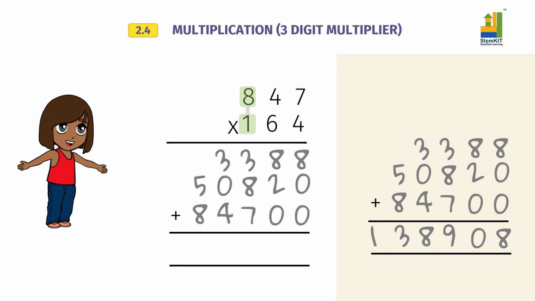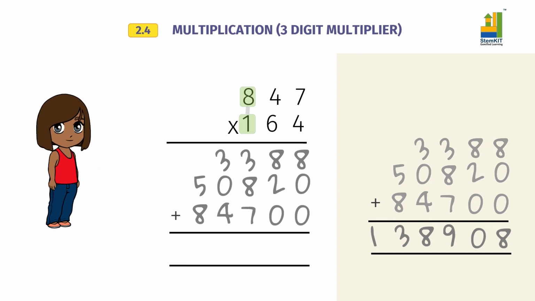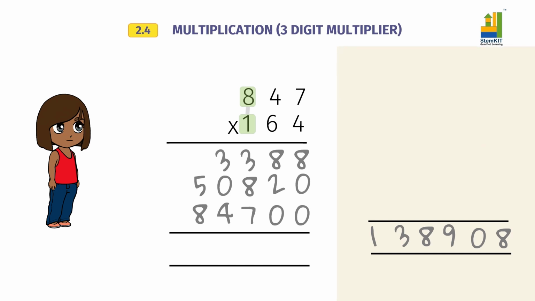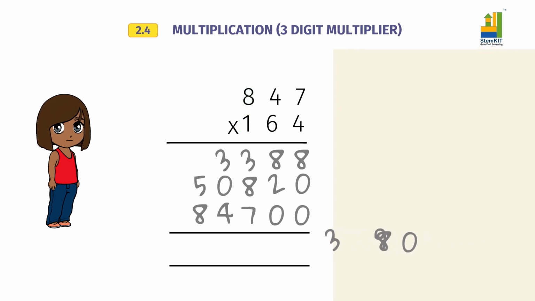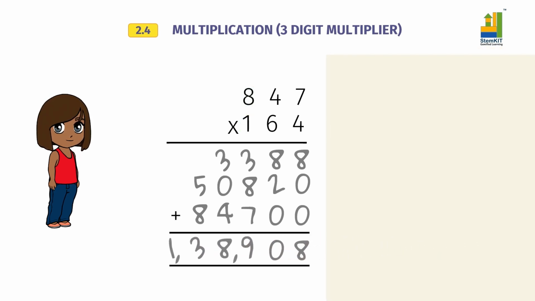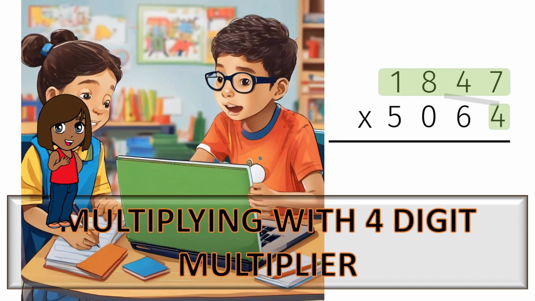Adding, we get 138,908. Now you know how to multiply with a 3-digit multiplier. The process of multiplying with a 4-digit multiplier is the same. Let us cover it quickly.